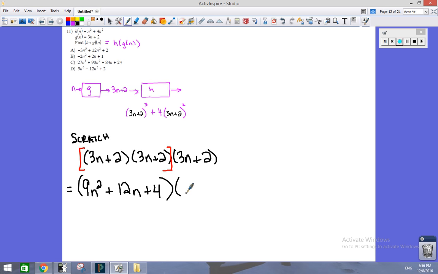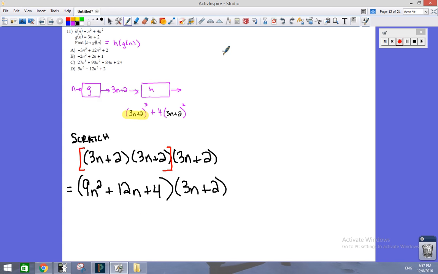So now we need to take this trinomial times this binomial. And remember, all of that we're doing here is just to figure out what this first term is. We actually just figured out what the second term, the 3n plus 2 squared, is. It's this guy.